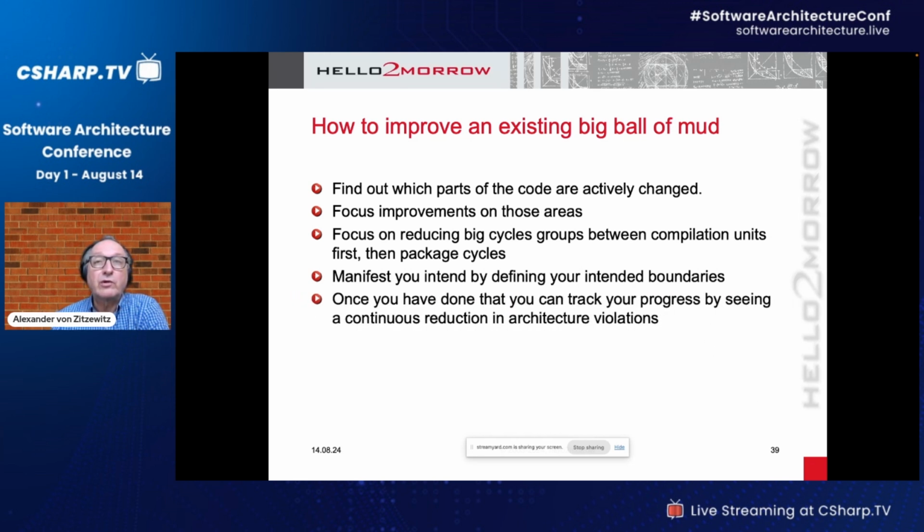Having an architectural model is always good. And once you have an architectural model, you can track your progress and see, by just looking at the metrics, if things are moving in the right direction or not.